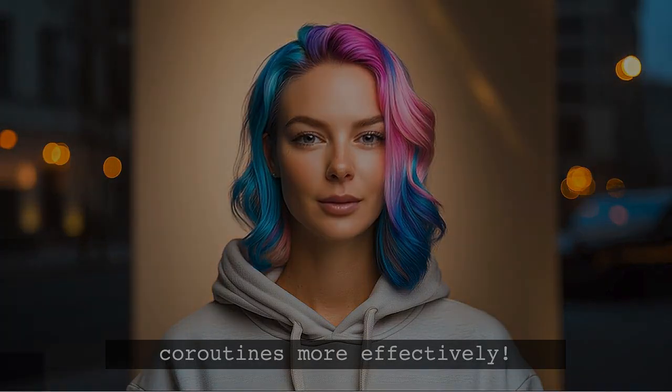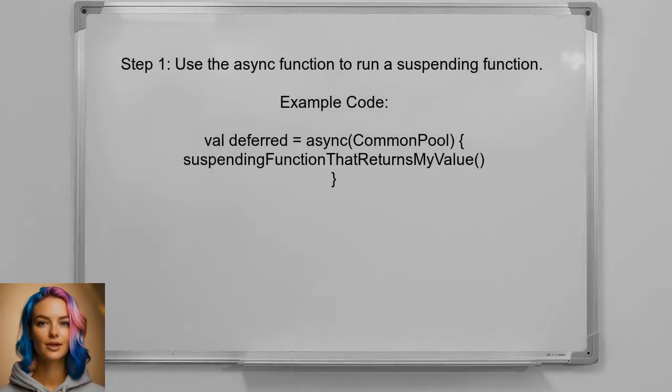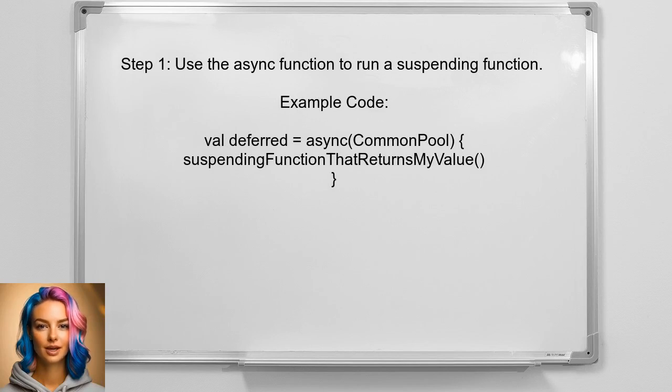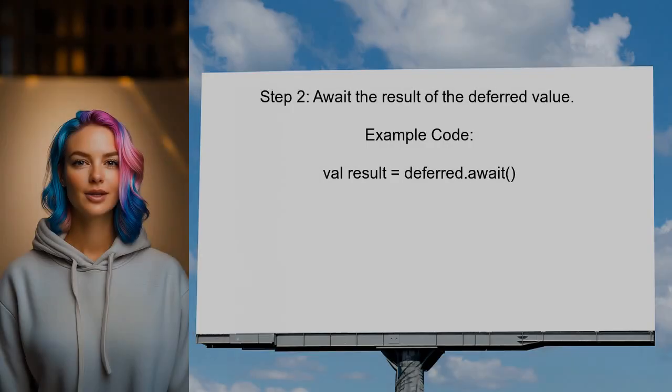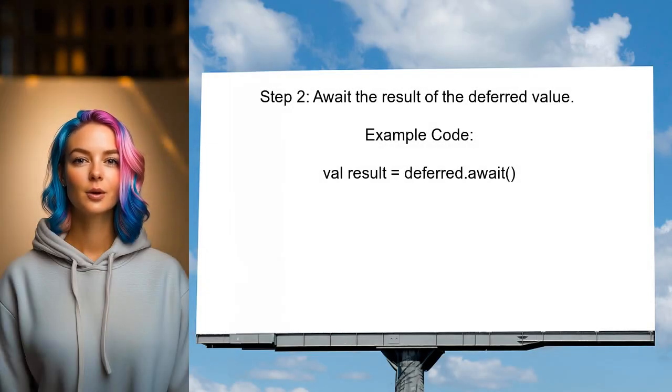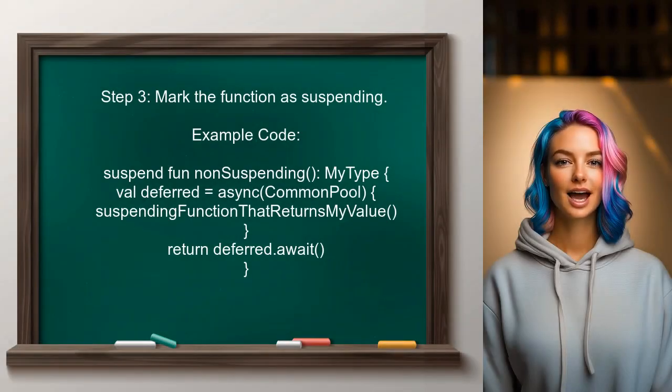avoid common pitfalls. To return a value from a coroutine in Kotlin, the user should consider using the async function. This allows the user to run a suspending function and retrieve its result safely. Next, the user should await the result of the deferred value. This can be done using the await function, which will suspend the coroutine until the result is available. It's important to note that the user should ensure that the function is marked as a suspending function. This allows it to be called from within a coroutine context.